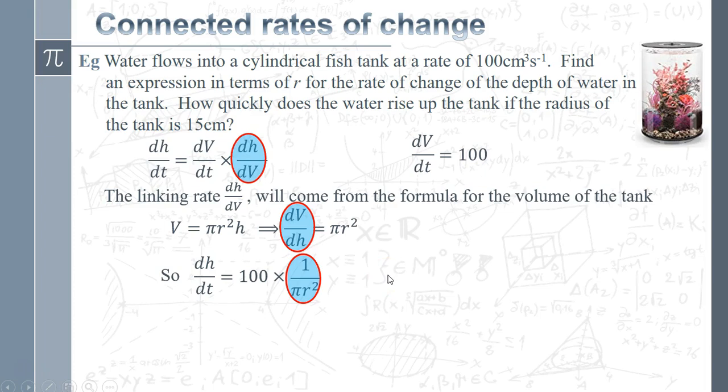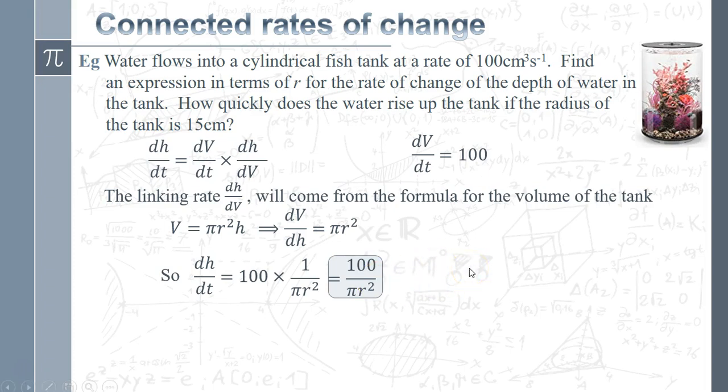The first part of the question says, find an expression in terms of R for the rate of change in depth of water of the tank. You know what? There it is. So dH/dt, how is the height changing compared to time? So how's the height changing each second? Well, each second the depth of water in the tank is increasing by 100 divided by pi R squared centimeters per second, for whatever value you've got for R.